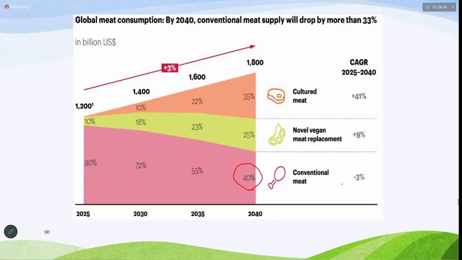So you can see here that in 2040, as assumed by food scientists, our meat industry will change like this.